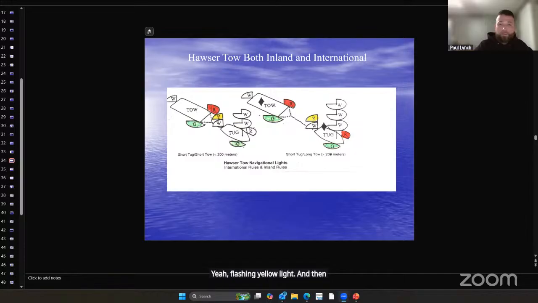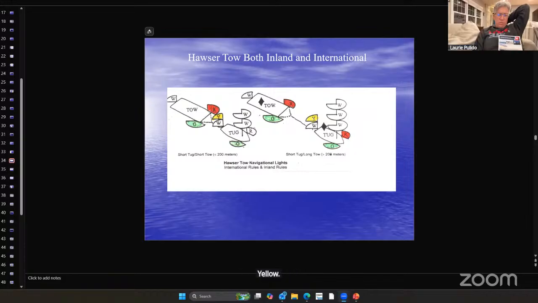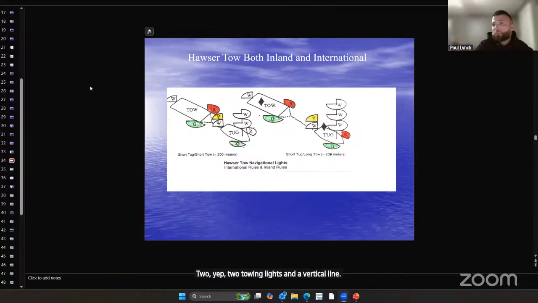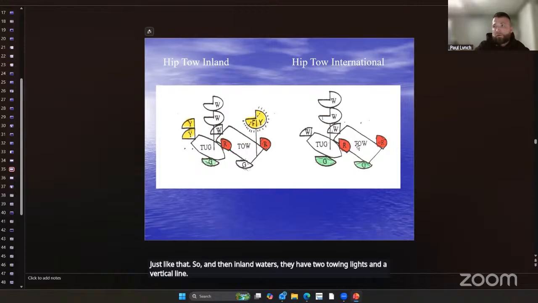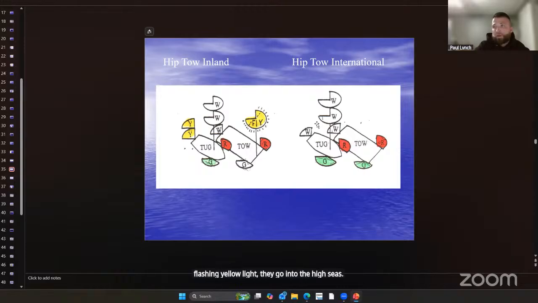And then what two other lights would the tug have specifically? Yellow. Two towing lights in a vertical line. So when in inland waters, they have two towing lights in a vertical line and a flashing yellow light. When they go into the high seas, they turn off their towing lights, they turn on their stern light, and they shut off the flashing light. There are no yellow lights. International, hip tow, pusher tow, there's no yellow.